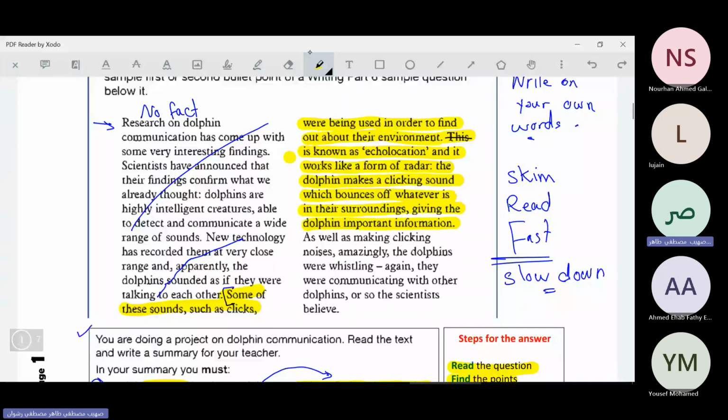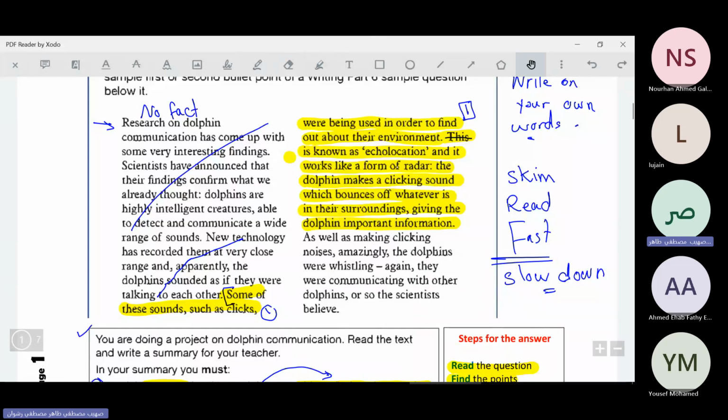The highlighted part here is the relevant idea that we are looking for. So what helps the dolphins here to find out information about their surrounding? The sound they are producing, the clicks, right? And he extended the idea by saying that these clicks are considered as radar for the dolphins, and this helped them to find out about their surrounding or their environment. So I'm ready now. I found the fact I am looking for.